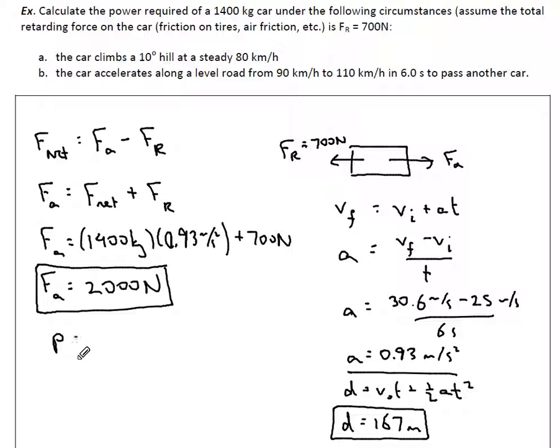So power is equal to work over time. Work is force times distance, over time. We know our distance. We know our time. Power comes out to be 5.6 times 10 to the 4 watts. Or if I want horsepower, that comes out to be 75 horsepower.